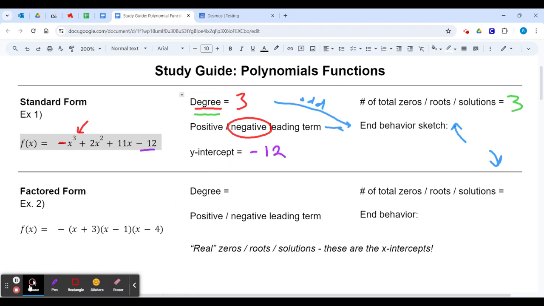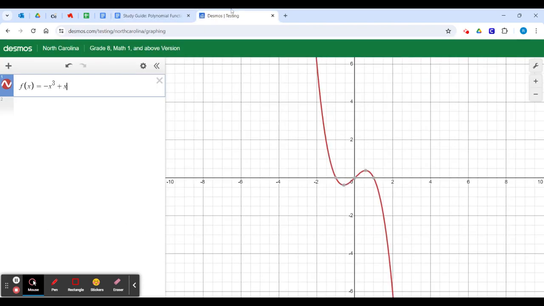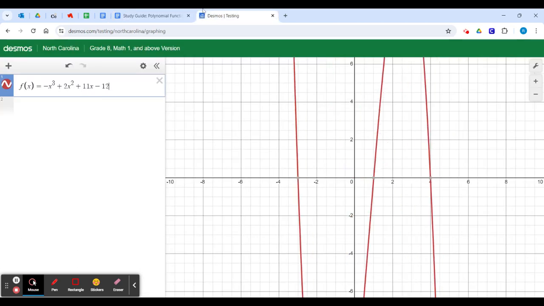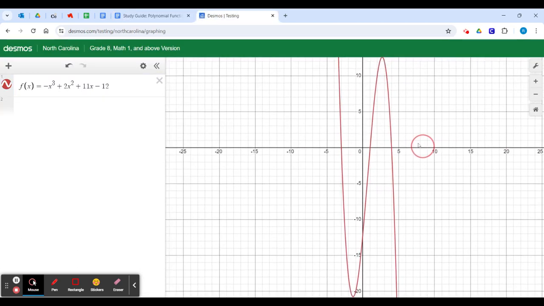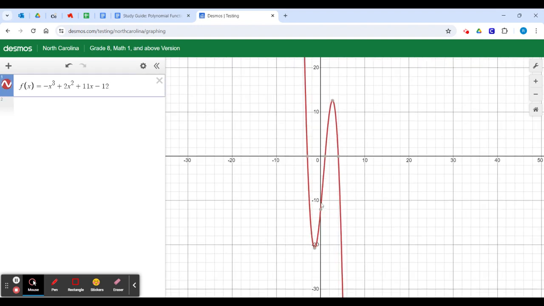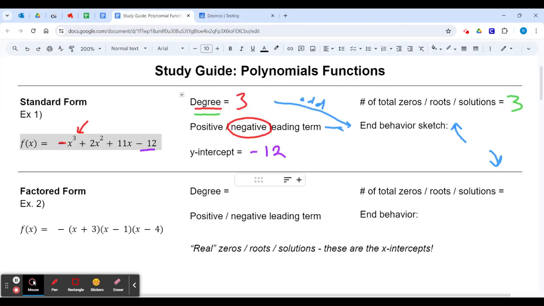We can find all of this from graphing. If I type this into Desmos really fast, f of x equals negative x to the third, check that I have plus 2x squared plus 11x minus 12. I can zoom out a bit and explore all this different stuff. So we can see that I have that negative end behavior that lines up. I have 3 different zeros. I'm not worried about where they are right now. And I have a y-intercept at negative 12 here.